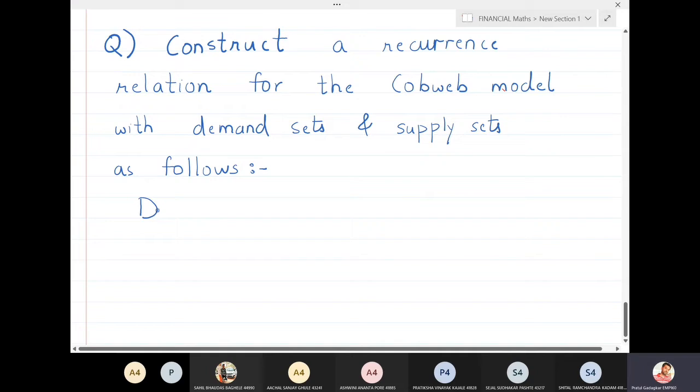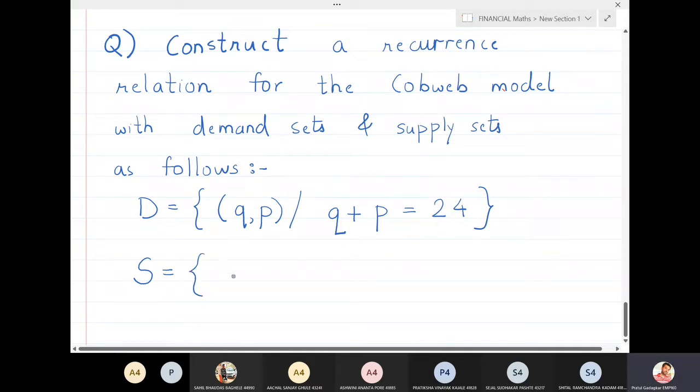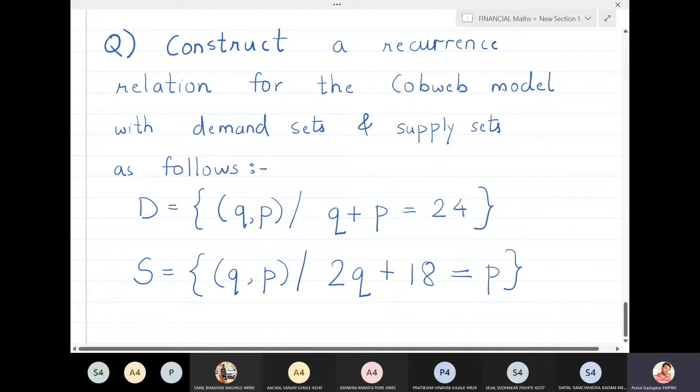D is equal to the set of all (Q, P) such that Q plus P is 24, and S is equal to the supply set of all (Q, P) such that 2Q plus 18 is equal to P. Okay, solution.